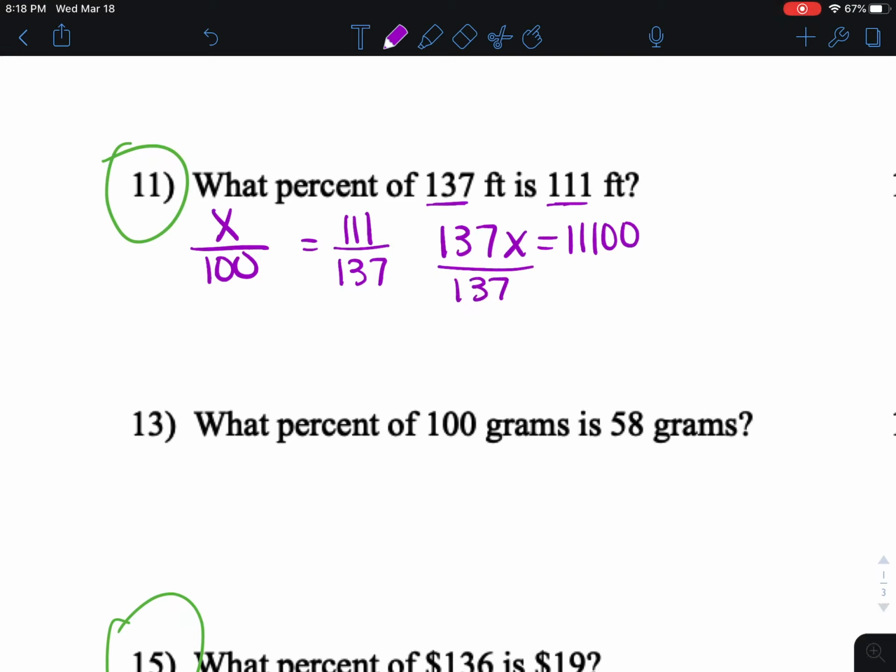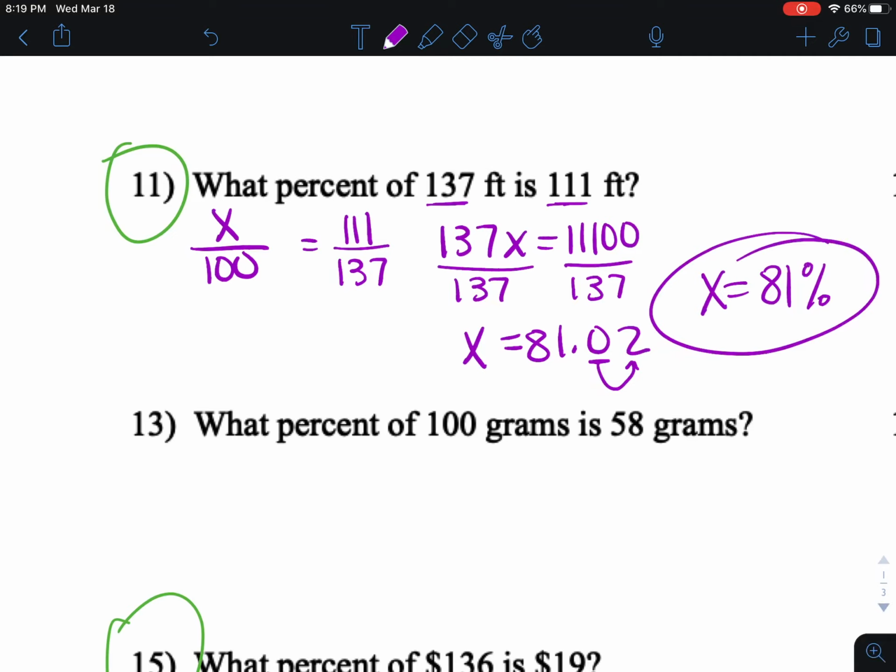We're going to divide each side by 137. Sorry, I'm working this out on my calculator as I'm talking and trying to do everything. Okay. All right, so then this gives me x equals 81.02. Next door, 5 or higher, add one more, which it's not. So x equals 81. And I'm going to put a percent sign on this one because it's asking for what percent.